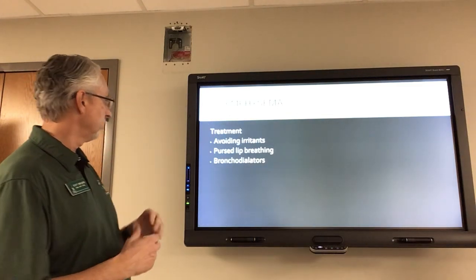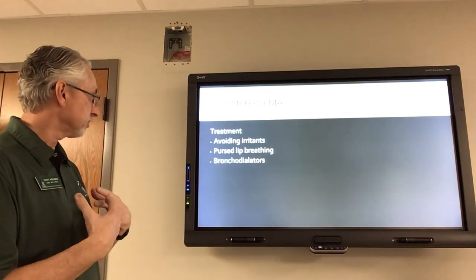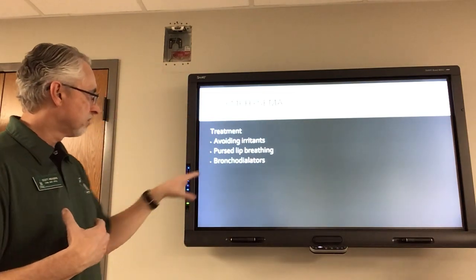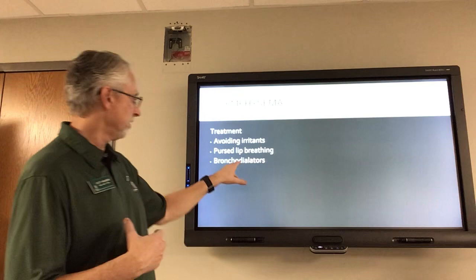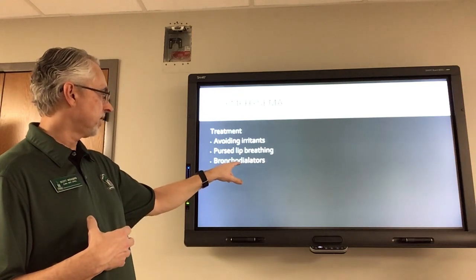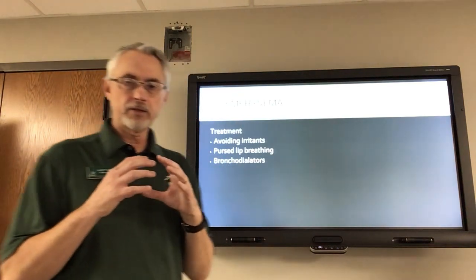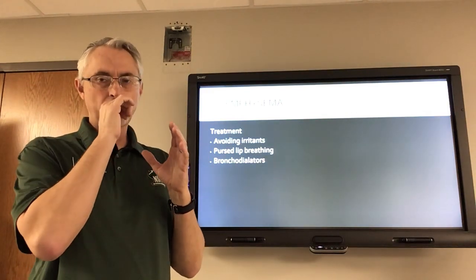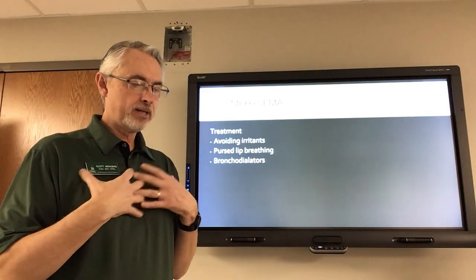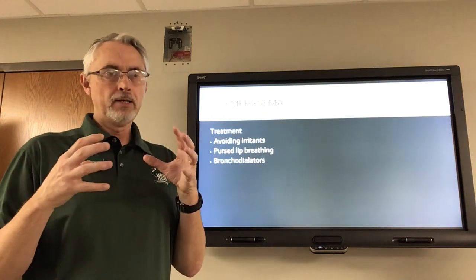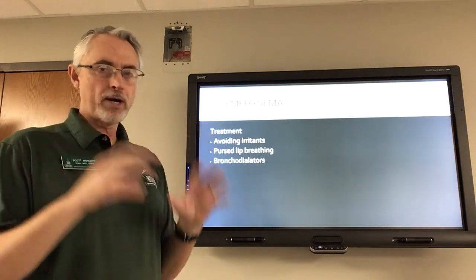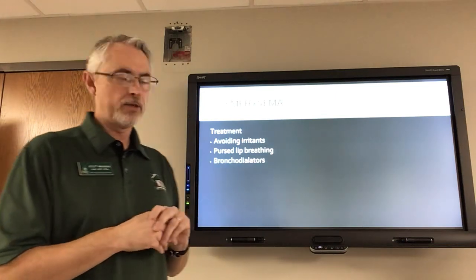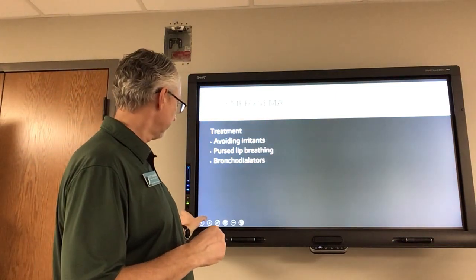And emphysema is treated with avoiding the irritants that cause it in the first place. Pursed lip breathing. Bronchodilators. I think I spelled that wrong. So bronchodilators, chemicals like that, and this is what the inhalers are for. They're bronchodilators that enlarge or dilate the bronchi so that more air can get in there, more oxygen can get in there. And that's what inhalers are for.